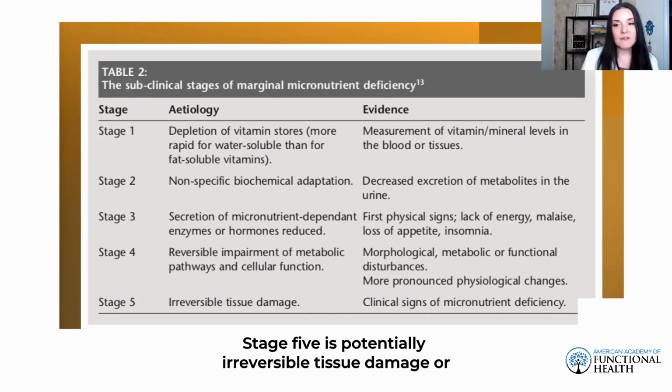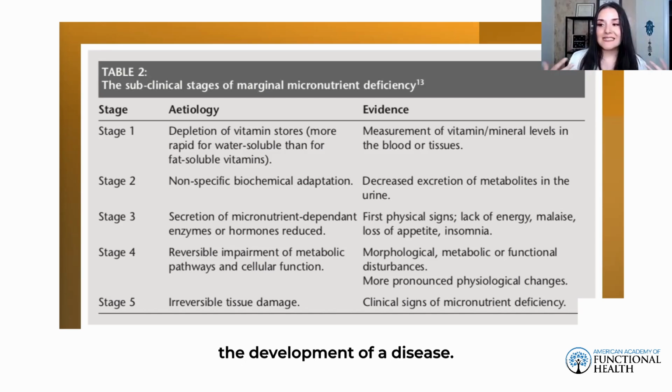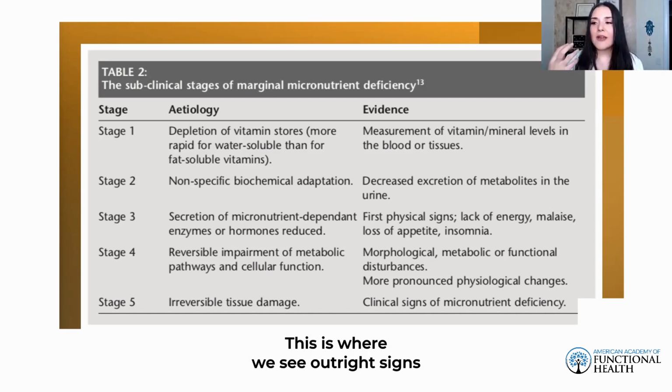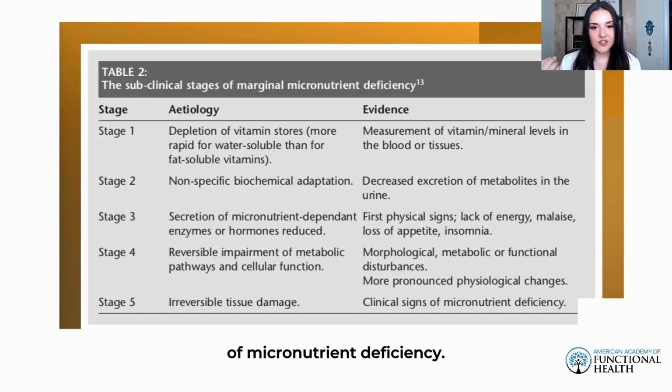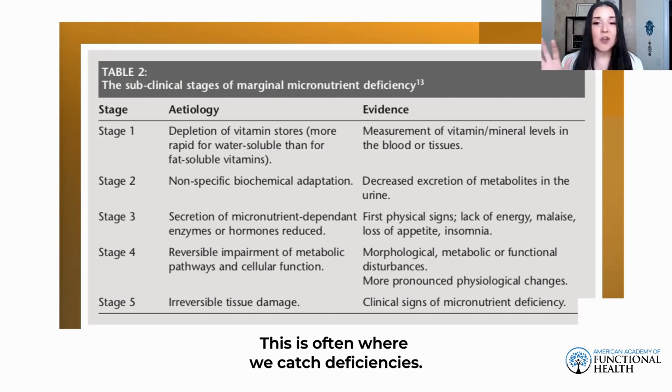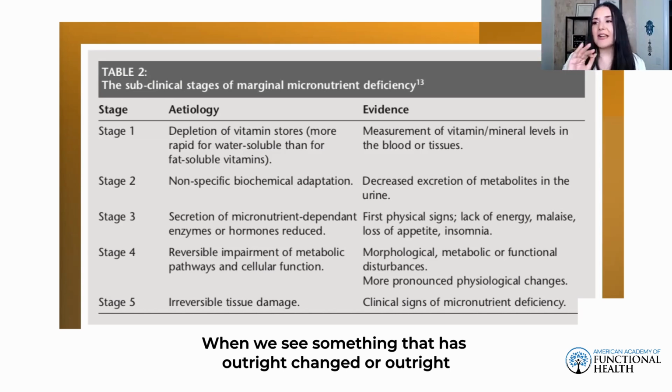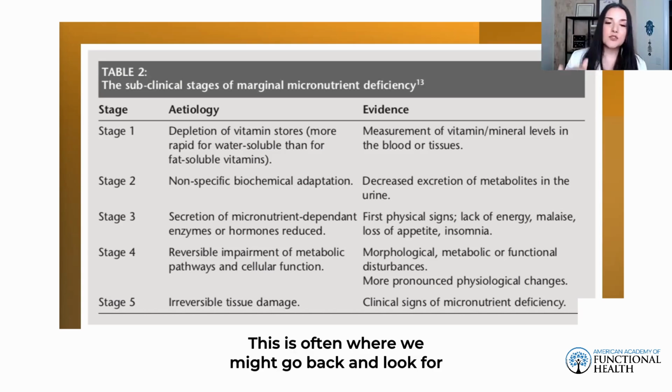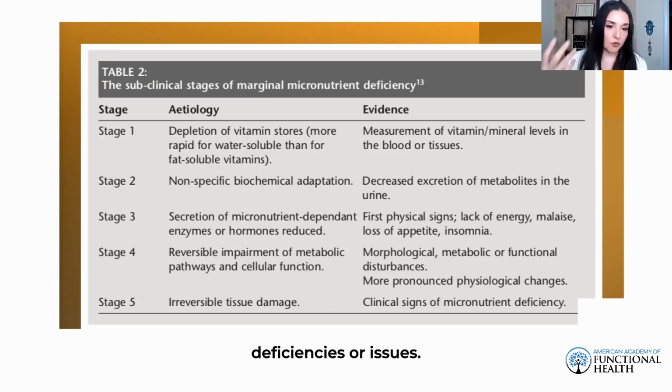Stage 5 is potentially irreversible tissue damage or the development of a disease. This is where we see outright signs of micronutrient deficiency. This is often where we catch deficiencies. When we see something that has outright changed or outright become a problem, this is often where we might go back and look for deficiencies or issues.